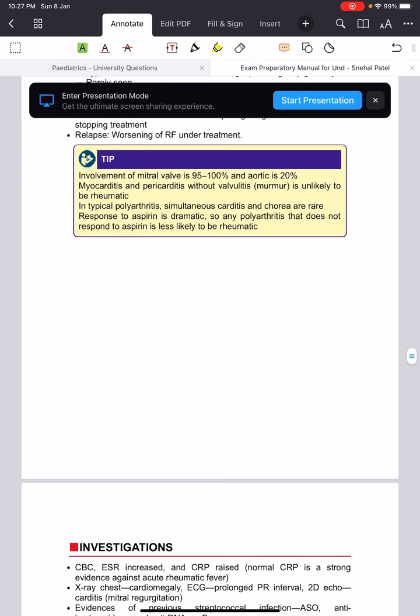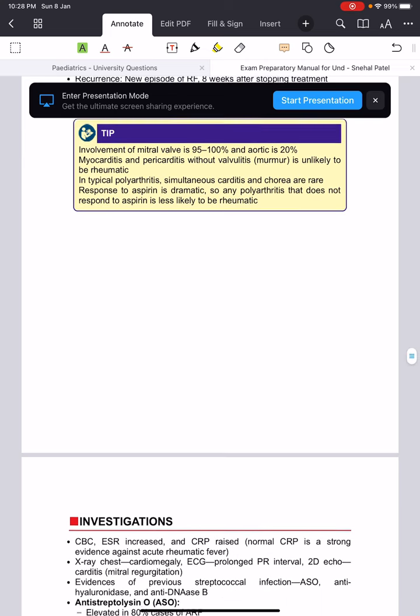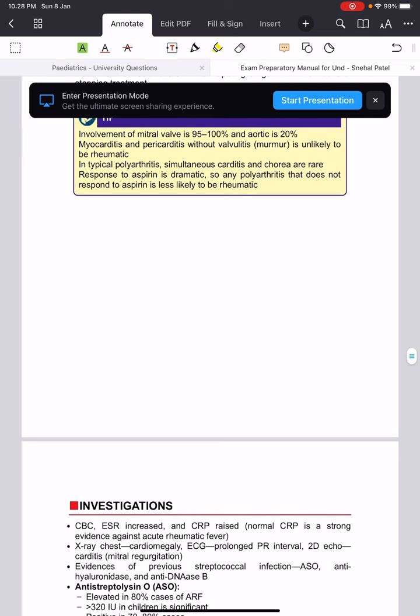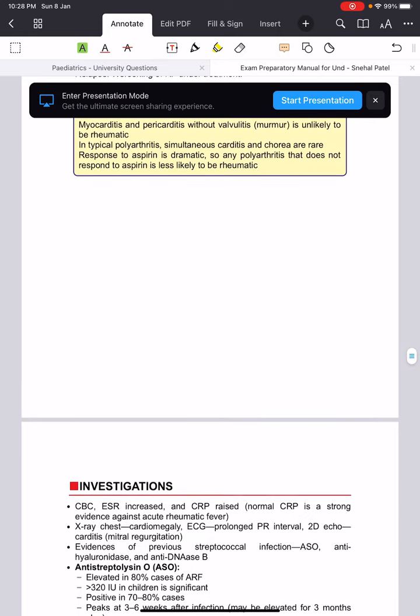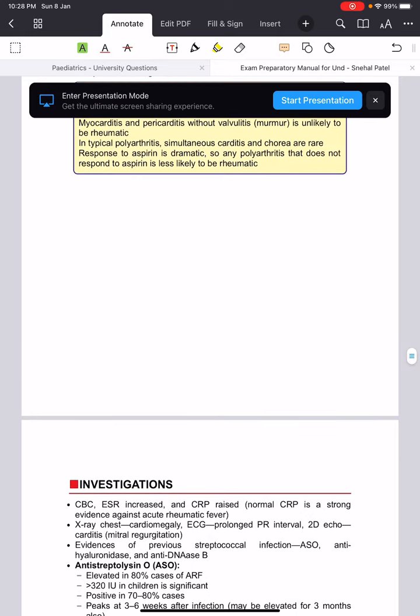In the tip, involvement of mitral valve is 95% and aortic is 20%. Myocarditis without valvulitis is unlikely to be rheumatic. In typical polyarthritis, simultaneous carditis and chorea are rare. Response to aspirin is dramatic. So, any arthritis that does not respond to aspirin is unlikely to be rheumatic.